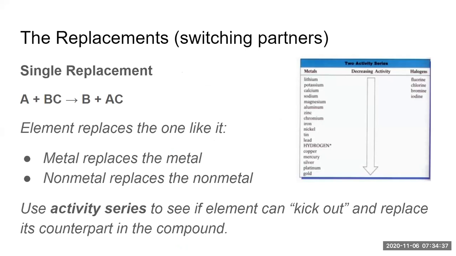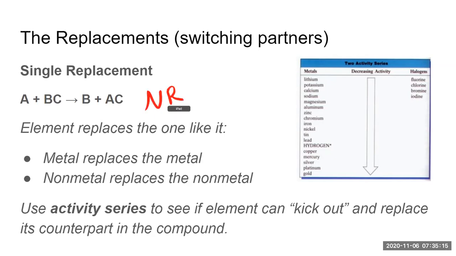about these replacements. So in single replacement, again, you have an element that's by itself that's kicking out an element in the compound and replacing it. So the element that's kicked out then becomes elemental form. And like I just said earlier, the element replaces the one like it. So the metal replaces the metal, the nonmetal replaces the nonmetal. There's something called an activity series to see if that element can kick out and replace its counterpart in the compound. If it cannot, then no reaction occurs. And actually, what we would write is NR, no reaction.